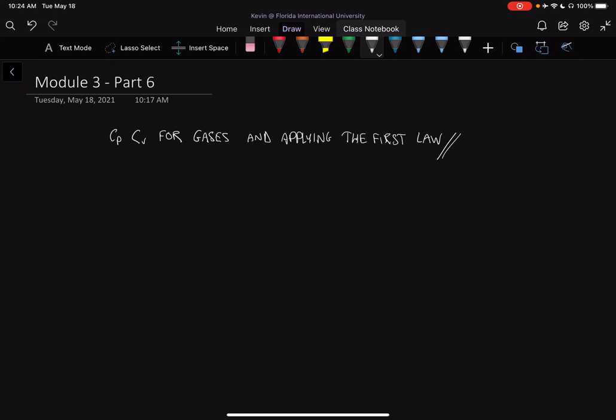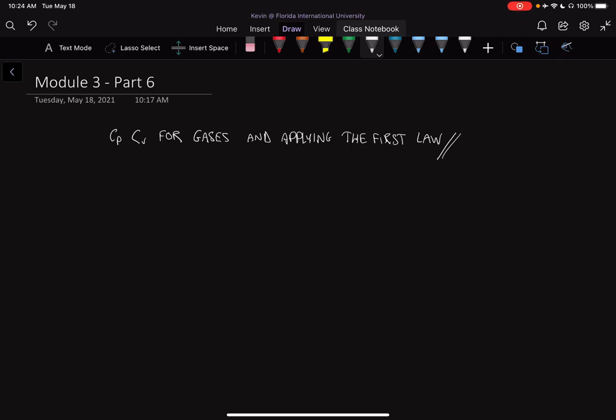We are back for part 6 of module 3, where we're going to be looking at CP and CV and how to apply it for gases, and looking at how we can work out our systems and do some example problems to find the heat transfer by applying the first law.